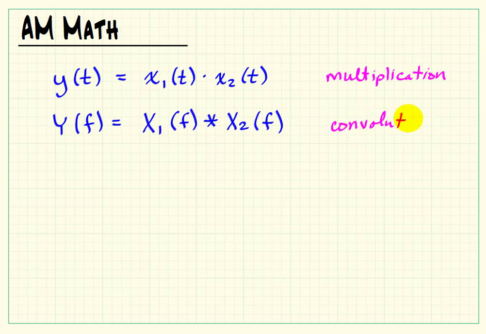So we say that multiplication of two time domain signals is the same thing as convolving the Fourier transform of each one of those signals. So we can say that multiplication and convolution constitute a Fourier transform pair.